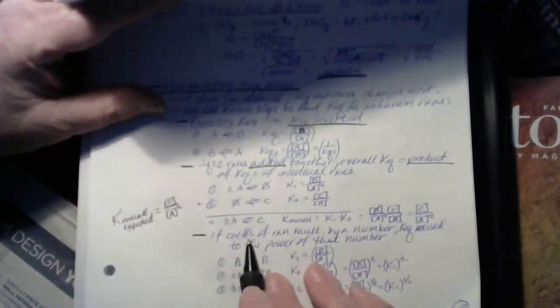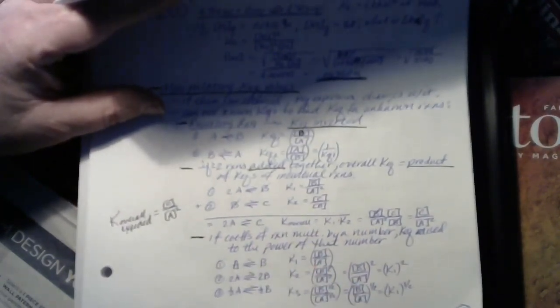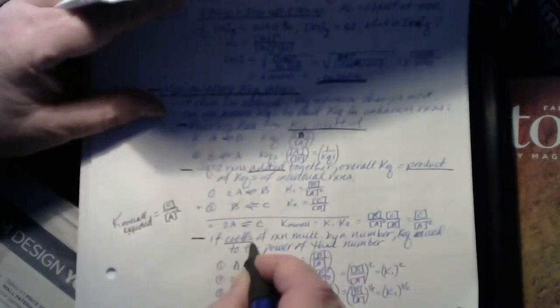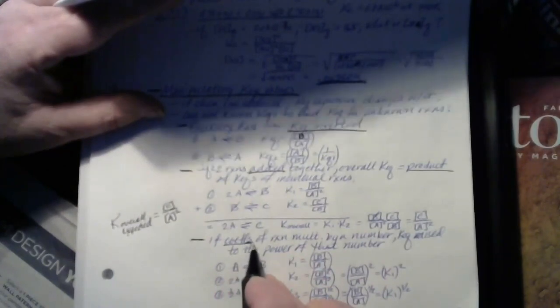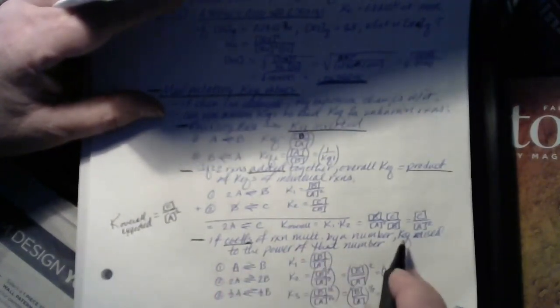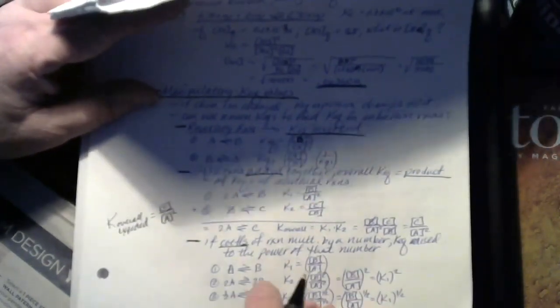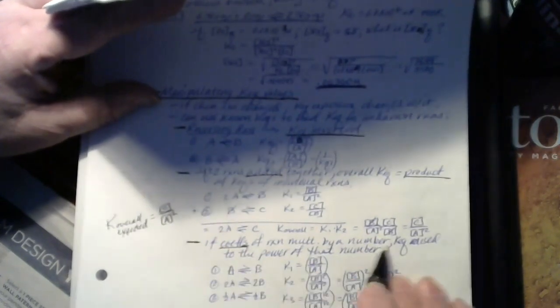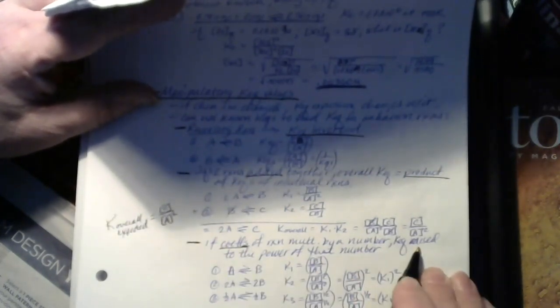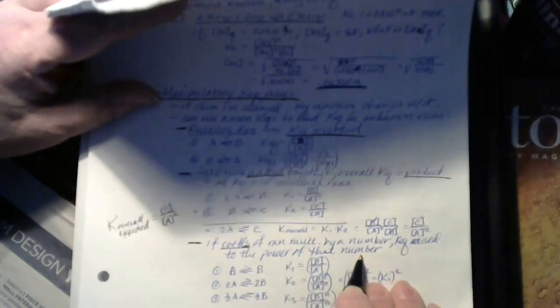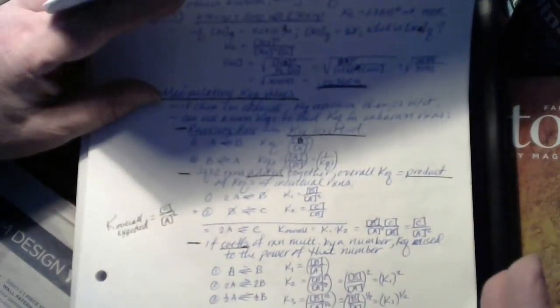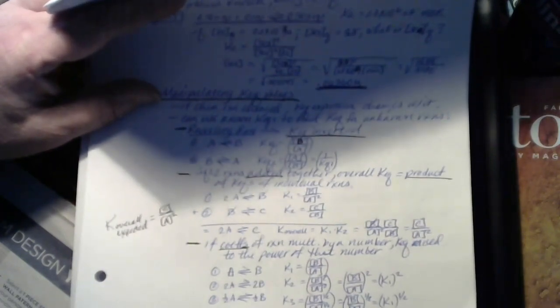If all of the coefficients, I should emphasize, all of the coefficients of the reaction are multiplied by a number, and of course, you'd have to multiply all of the coefficients by the number, because if you only multiply some of the coefficients by a number, then you're going to throw the reaction out of balance. So assuming you're multiplying all of the coefficients by a number in the reaction, KEQ would be raised to the power of that number. So if you double all the coefficients in the reaction, the KEQ for that new reaction will be the KEQ for the old reaction squared.